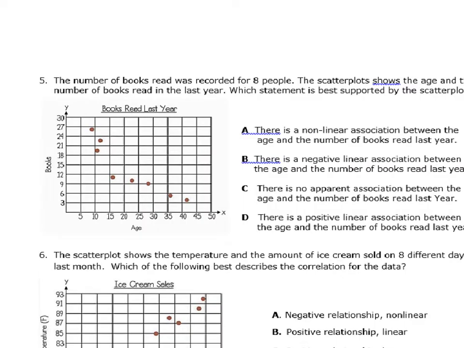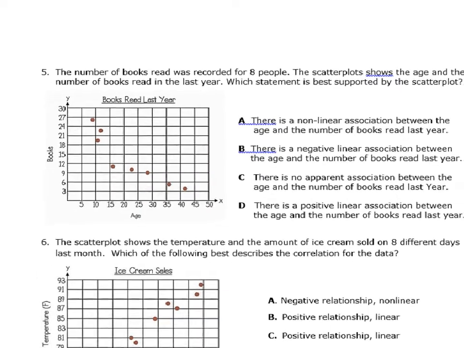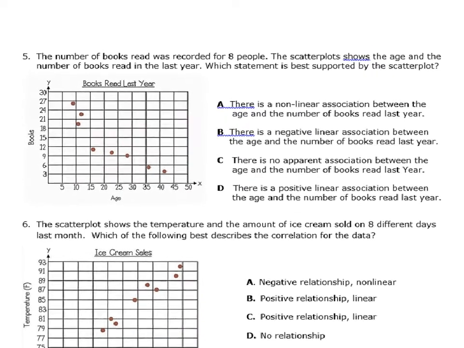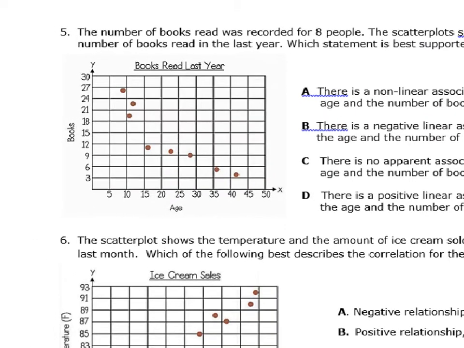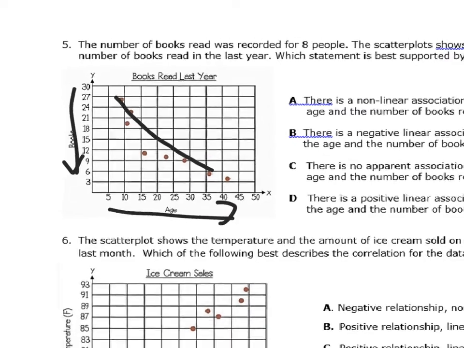Number 5. The number of books read was recorded for 8 people. The scatter plot shows the age and the number of books read in the last year. Which statement is best supported by the scatter plot? So let's look at it before we even look at our answer choices. It generally looks like a negative line. As the age increases, the number of books read in a year decreases.